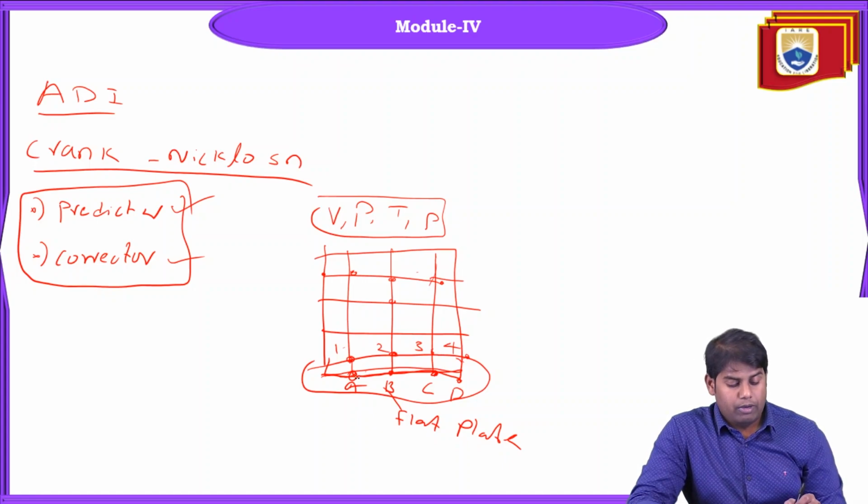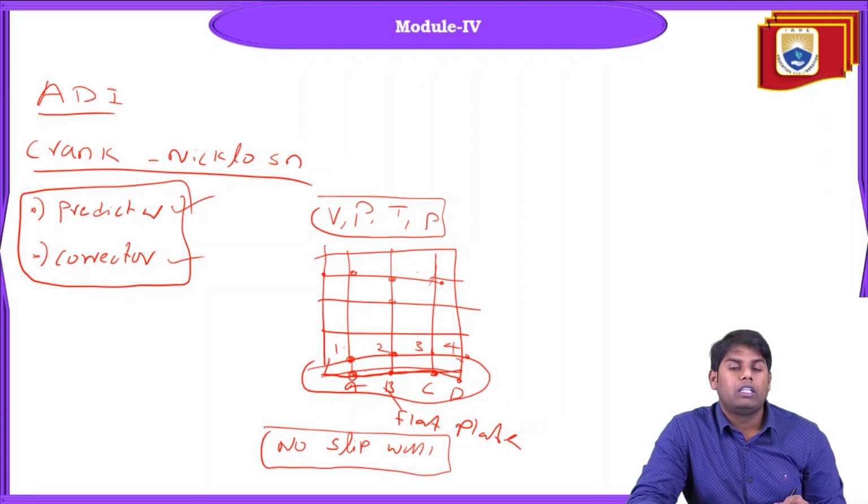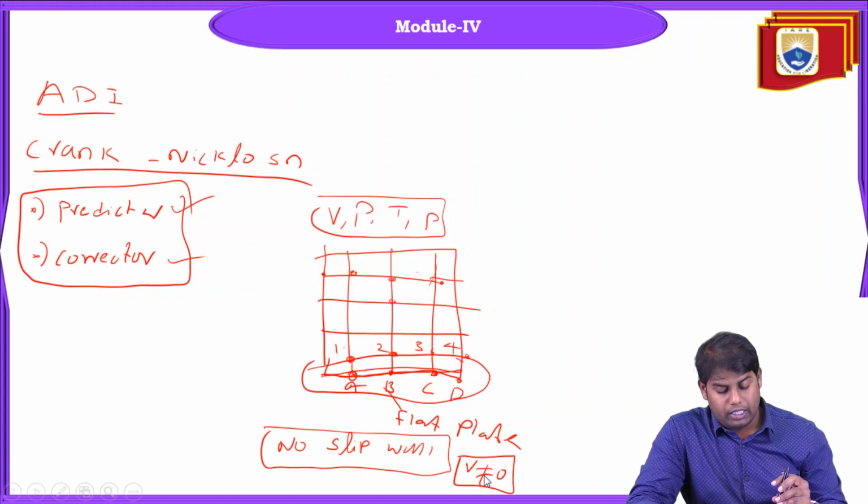That's your wish. But at A, B, C, D, if you have a no slip wall boundary condition, what is the meaning? The value of velocity at the wall, u, is not equal to 0. Sorry, that is for slip wall.